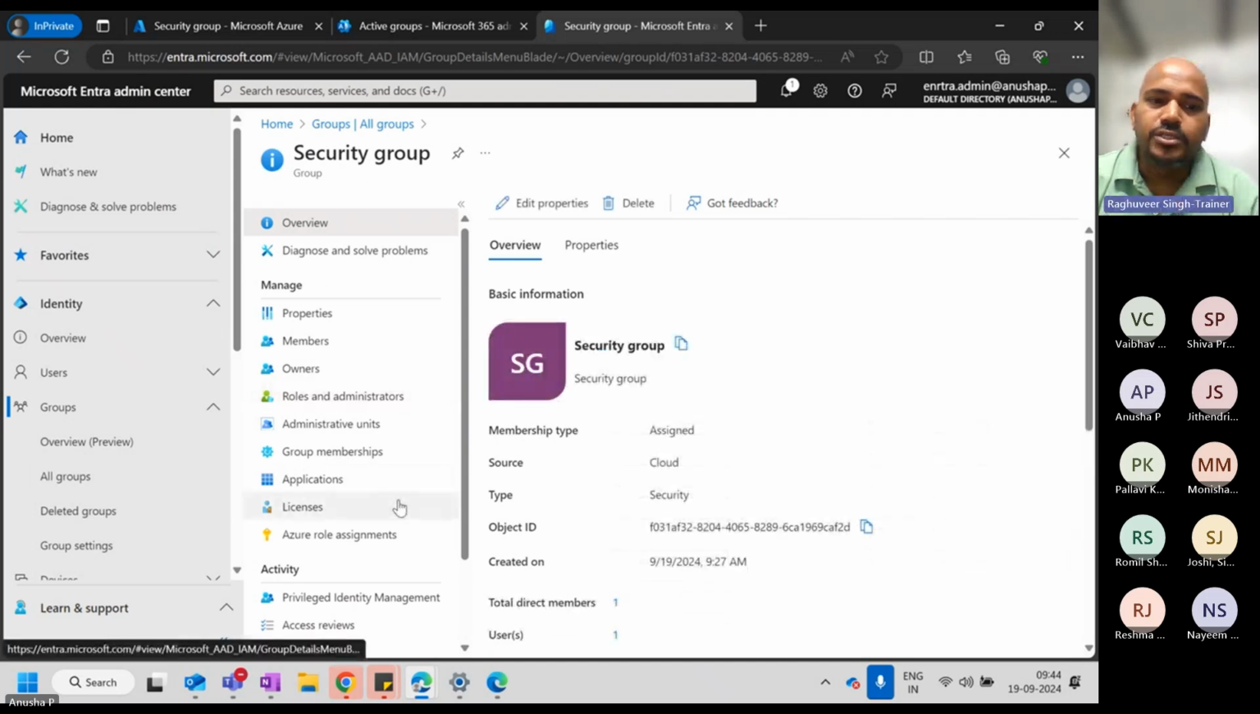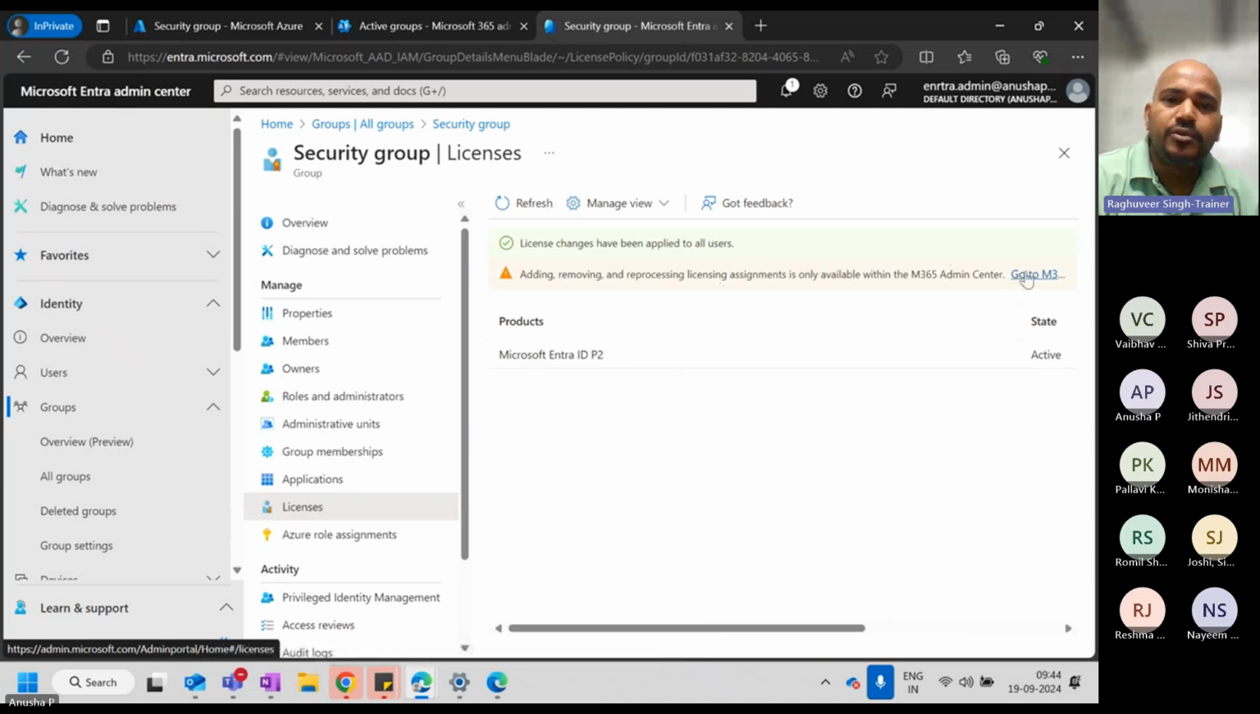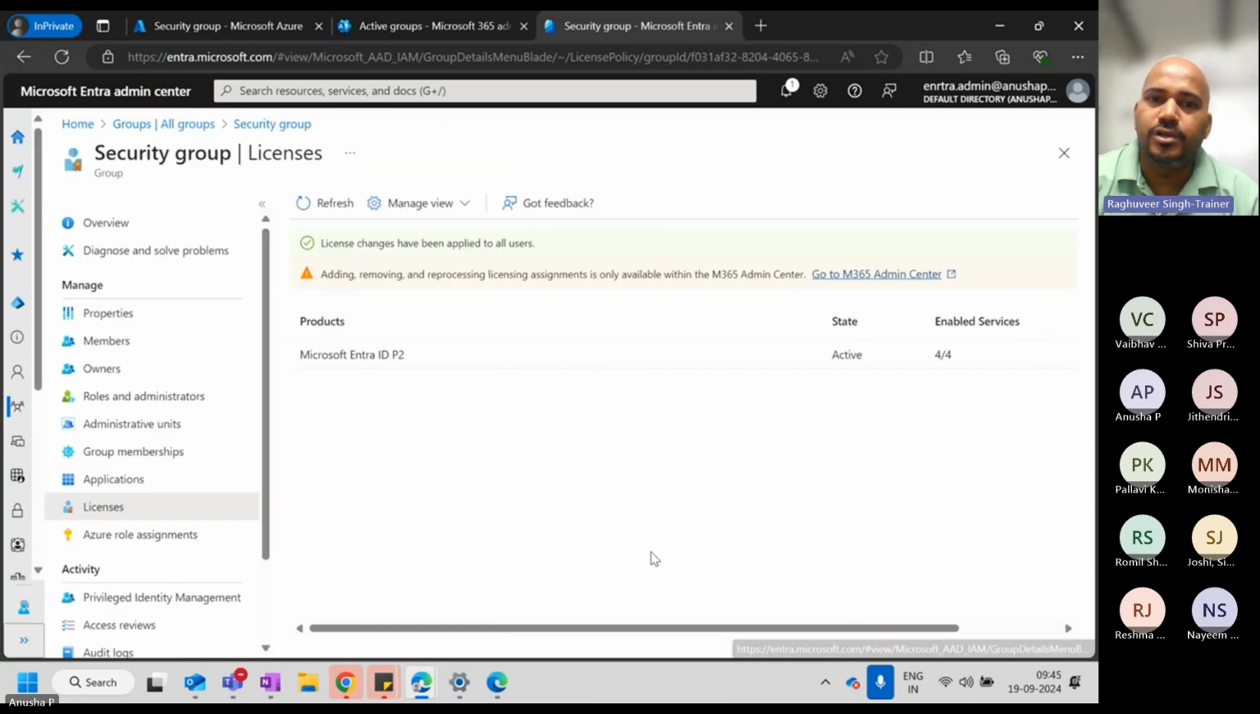Now over here, you see the license option, but when you click on that option, it gives you this disclaimer that adding, removing, and reprocessing license assignment is only available within M365 Admin Center. So from now onwards, you will not be able to assign license from the Entra portal, I'm saying from the Azure portal, from Entra Admin Center, and you will only be able to assign license from M365 Admin Center. Why? I'll tell you the reason for it also.